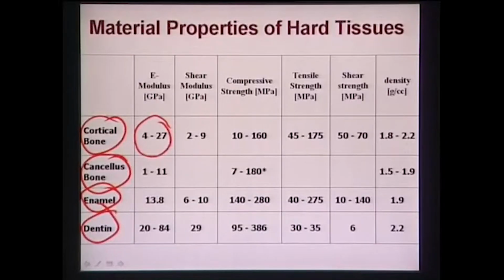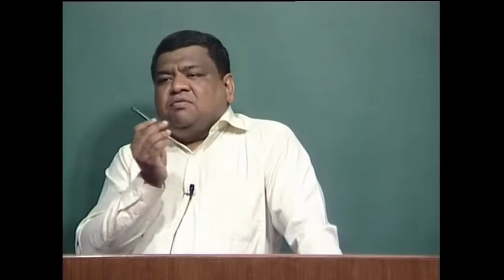Now, first thing I must mention here is that you see all the ranges of values. That means all these bone properties cannot be characterized by a unique property value. You cannot say the elastic modulus of the cortical bone is 10 gigapascal, because depending on the anatomical location, whether you are taking it from the wrist, from the thigh, or from the leg, your bone property is different, because the composition of the bone is also different depending on the anatomical location.